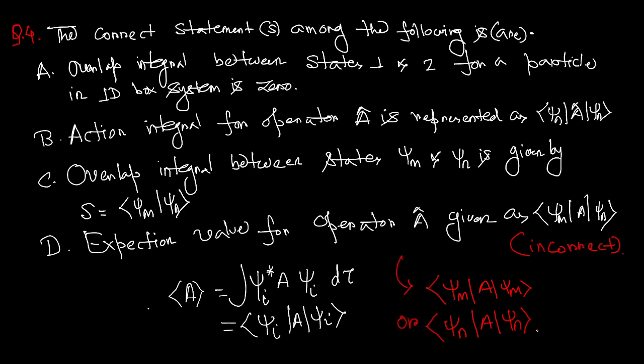Now the overlap integral, this is correct. Now the action integral is represented as <psi_n|A|psi_n>, so this is an expectation value. This is not an action integral, so this is also an incorrect option. Now something else comes into our picture, that is, the overlap integral between state 1 and state 2 for a particle in a 1D box system is 0.